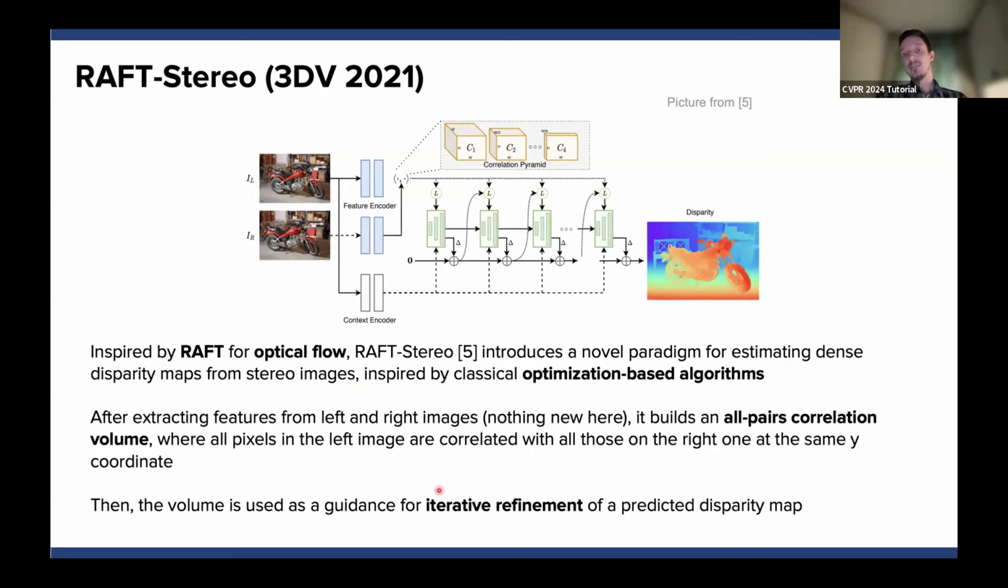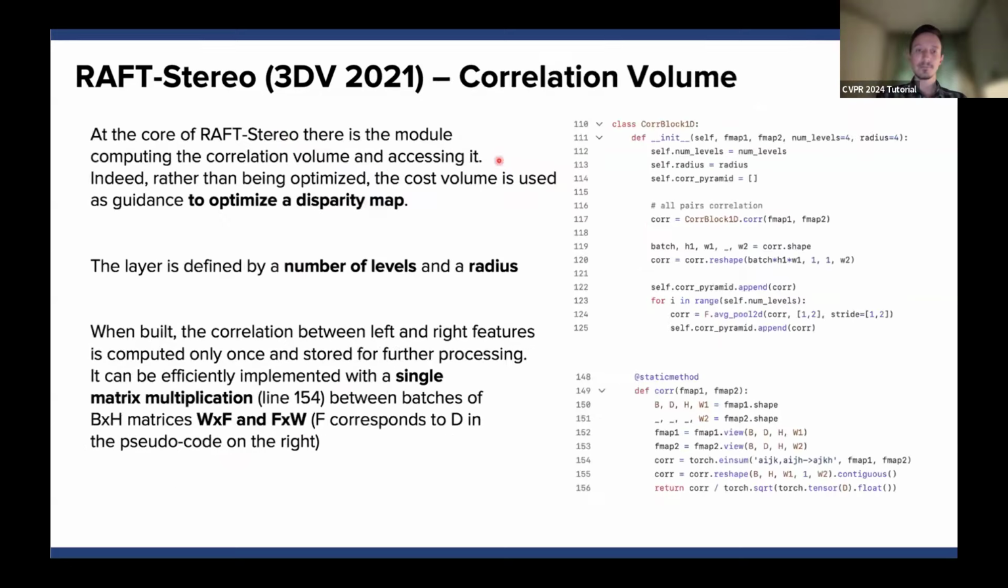The second one is that this cost volume, which we will call the all-pairs correlation volume, is no longer optimized by a 3D architecture or a 2D architecture, but it is used as guidance. So we will see this cost volume is used to guide an iterative estimation of the disparity and an iterative refinement along time. So before we talk about this, here I'm showing you the code for implementing the correlation layer used by RAFT-Stereo, producing this kind of all-pairs correlation volume.